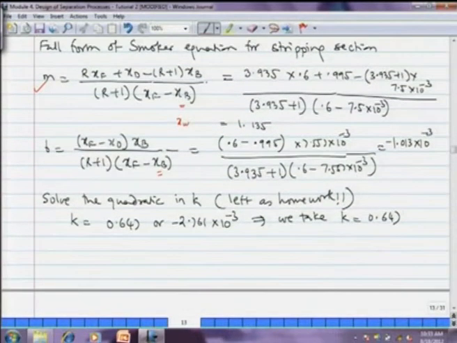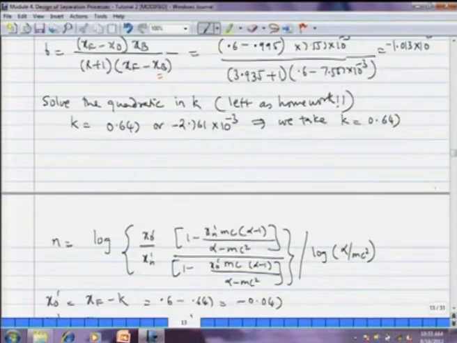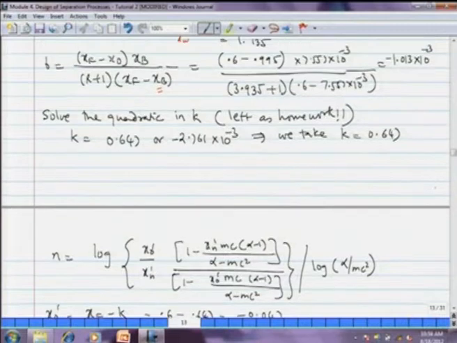And again we have to go exactly the same way. We have to solve the quadratic for k; the equation that we solved for the rectification section, exactly the same equation has to be solved. So, that I am leaving you as homework.